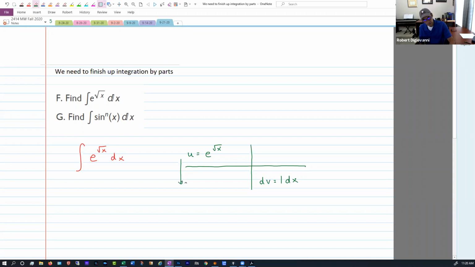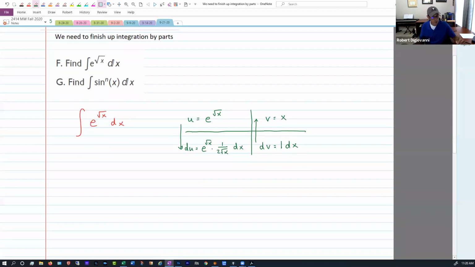So when we differentiate this, the derivative of e to anything is itself, but then the chain rule is going to make a 1 over 2 root x appear, and then we'll have the dx just by the chain rule. So that would be our derivative, right? And then when we go up on the other side of the table, we take the antiderivative of 1, we're just going to get x.